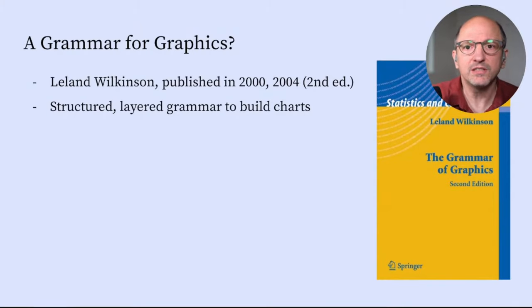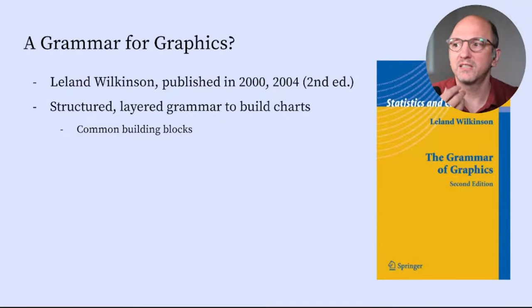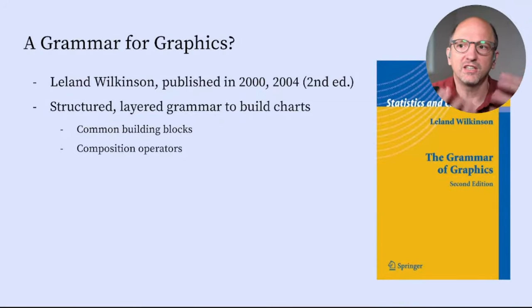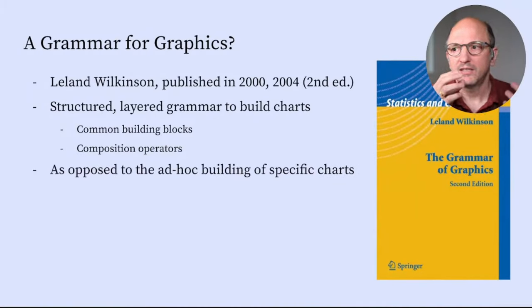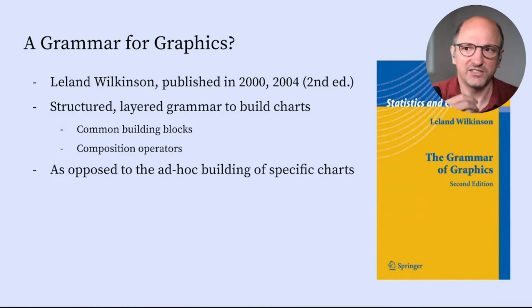And what Wilkinson was after was, instead of having every single chart be sort of ad hoc, he was trying to come up with a way to make them more consistent and make them part of a bigger picture of how charts work. And so that was really the thinking behind this grammar. The reason why it's called a grammar is because there are these common building blocks, and then there are composition operators that follow a grammar, that can then make new and more complex things out of these building blocks. Yeah, as opposed to ad hoc building of specific charts. So it's not like a bar chart and a scatterplot are entirely different things. They have things in common. And that is important to realize.